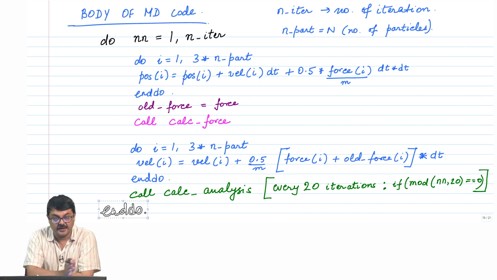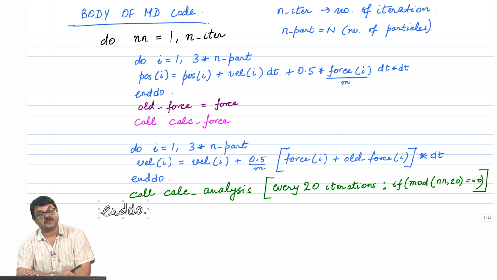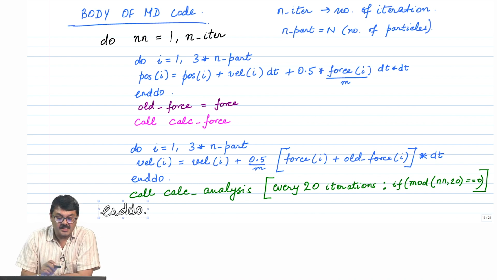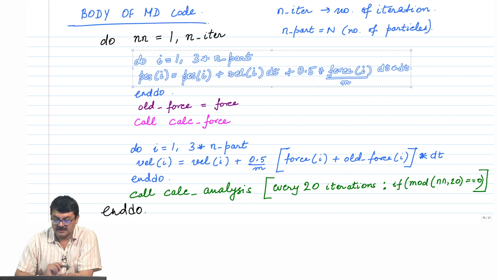Do and end do. I have kept all the statements which are within this loop indented to the right. This is called indentation, so that the code becomes easier to read. And then in each iteration, for each value of nn 1, 2, 3, 4, 1000, 10,000 and so on and so forth, what is being done? This part is nothing but the update position. Do i equal to 1 to 3 into n.